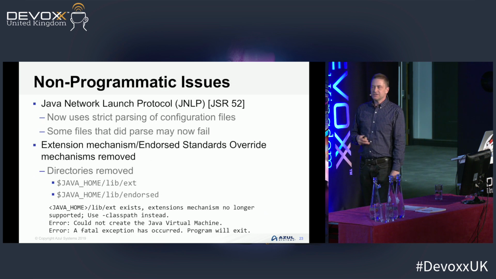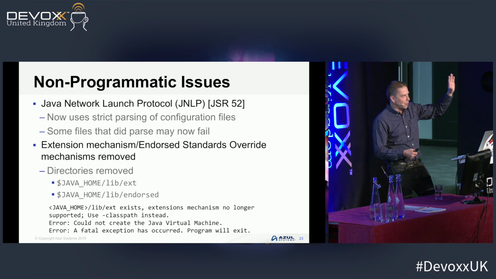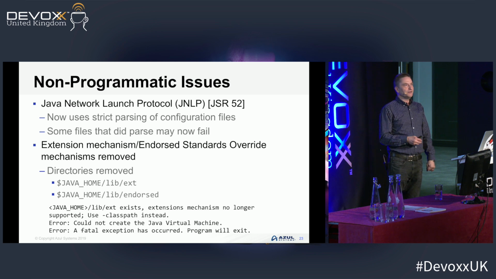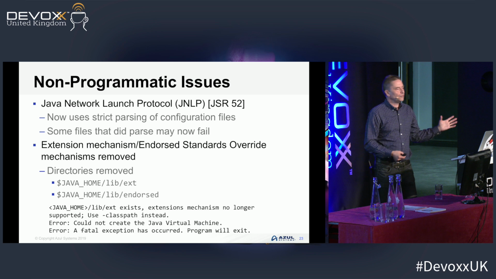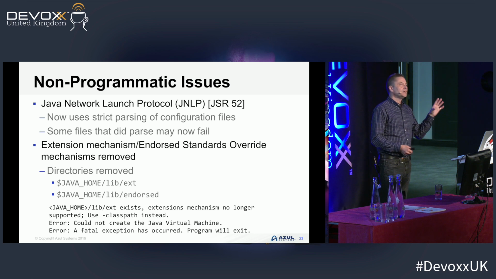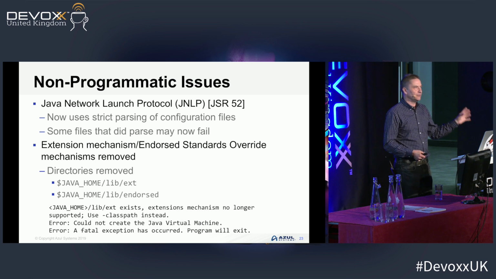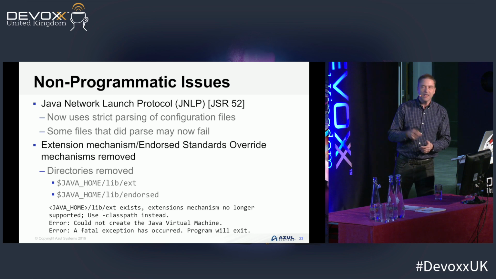Non-programmatic issues, things that might catch you out in JDK 9. Anybody here using Java Web Start? OK, no. So the first thing is not going to affect anybody. With Java Web Start in JDK 9, they changed the way that they parsed the launch protocol files and made it more strict. So there were some files that would have parsed in JDK 8 that won't parse in JDK 9. But since nobody's using that, we'll kind of move on.